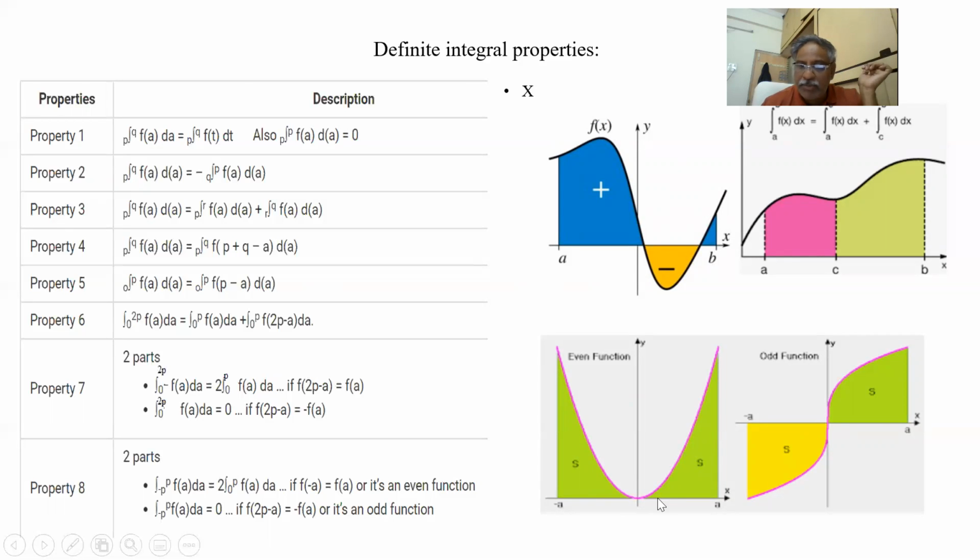Minus a means what? x is plus a, y is plus; x is minus a, y is also plus. So f of minus a is also plus, f of a is also plus. Here in this case, x is plus a, y is plus; x is minus a, y is minus. So f of a is equal to minus of f of minus a. In both cases, the addition is, here 0, here 2 times the half limit. I need not do the total limit, I can do half the limit. Suppose it is given 0 to pi, I can make it 2 into 0 to pi by 2, like that.